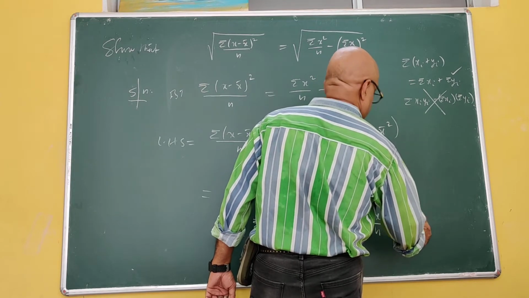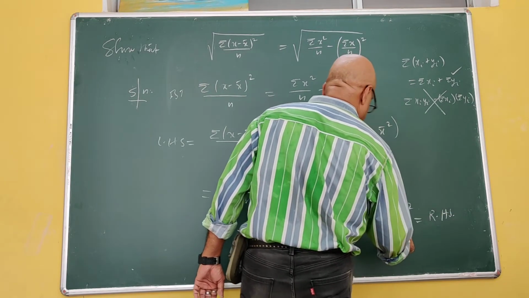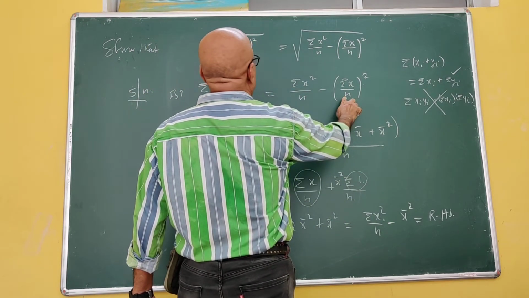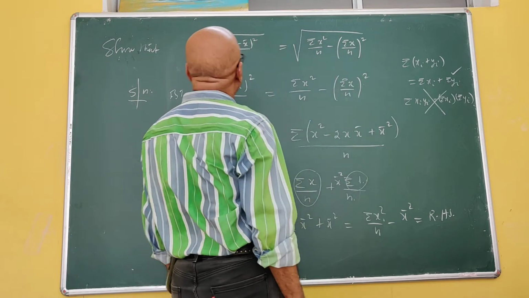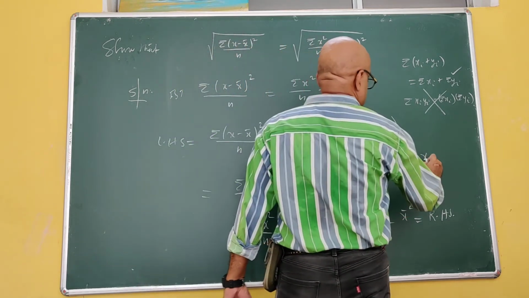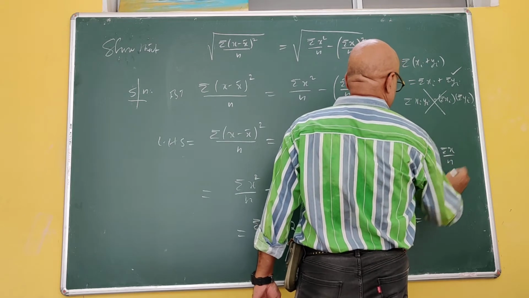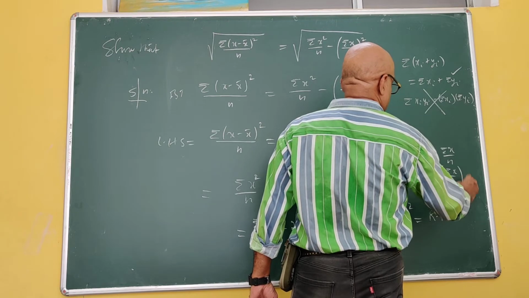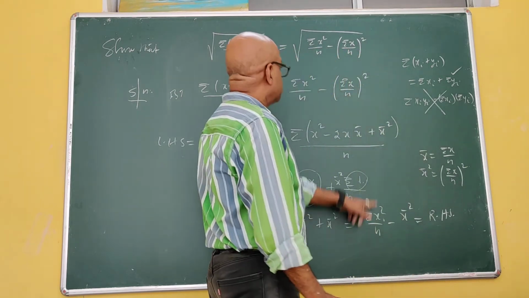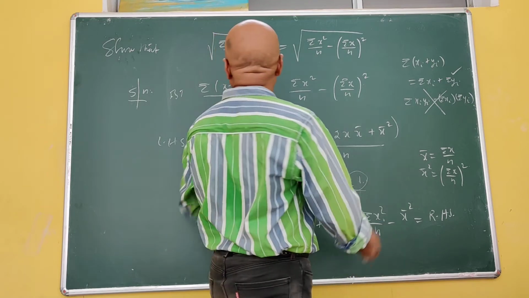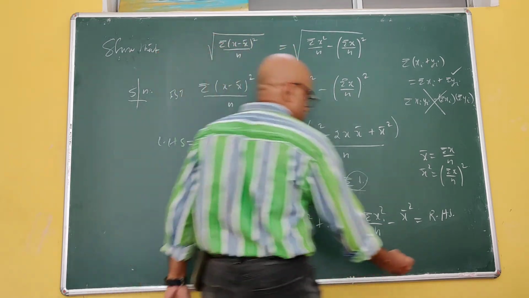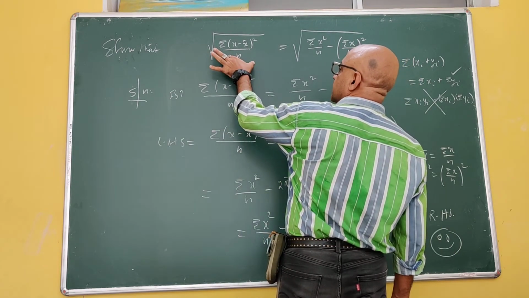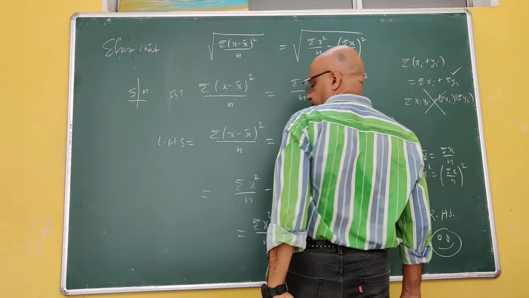Well, this is exactly the right hand side. Why? Because x bar is summation x divided by n, and therefore x bar square is summation x divided by n, the whole square. So this expression is exactly the same as that. You start with the left hand side, you come to the right hand side. So the two formulas given for sigma x are the same.